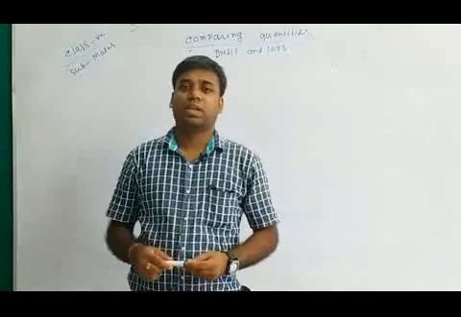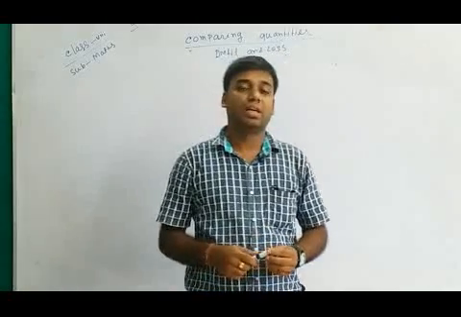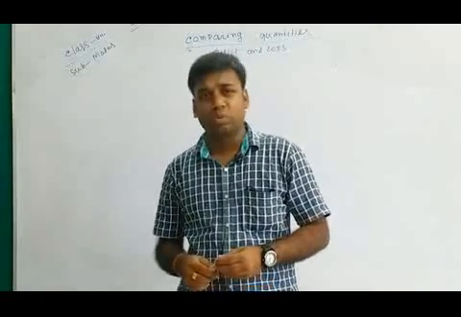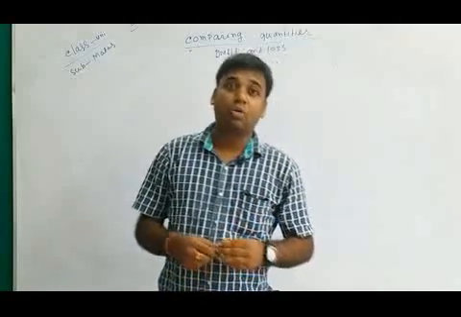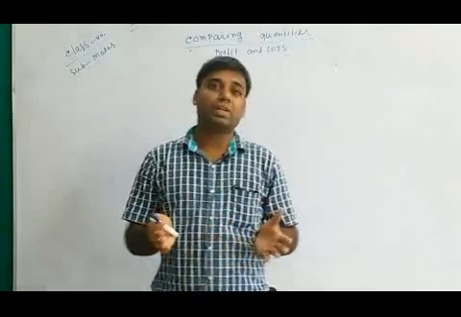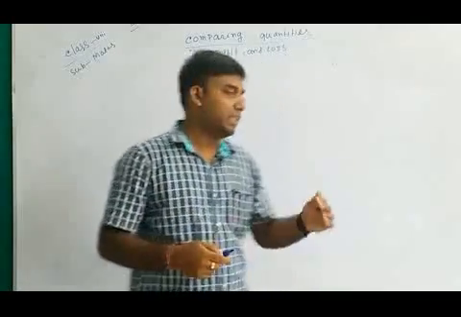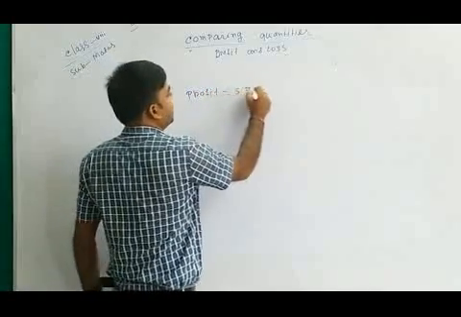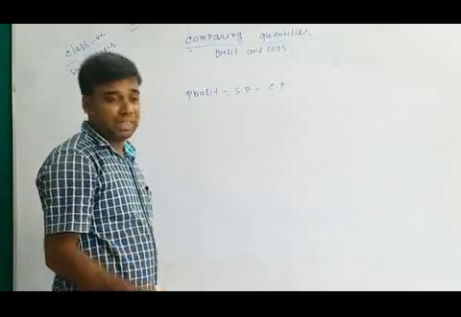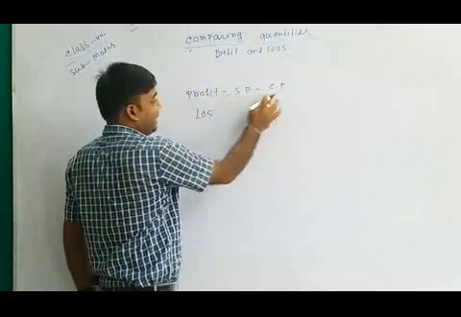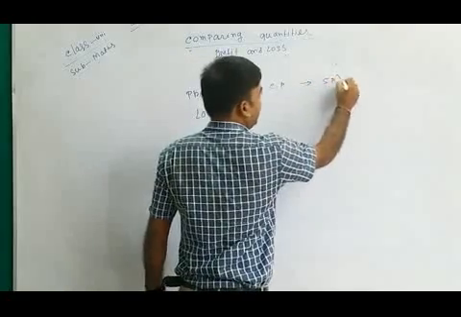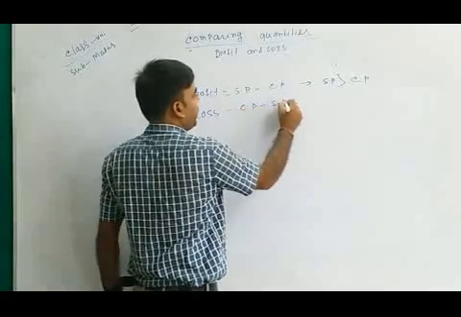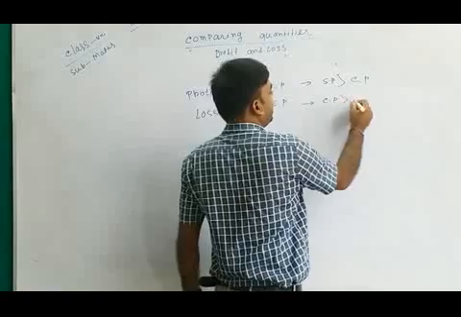In the previous class I discussed the terms selling price (SP), cost price (CP), profit and loss. We have also learned how to calculate profit and loss when SP and CP are given. We deduced that profit equals SP minus CP, and in that case SP must be greater than CP. Loss equals CP minus SP, and in that case CP must be greater than SP.